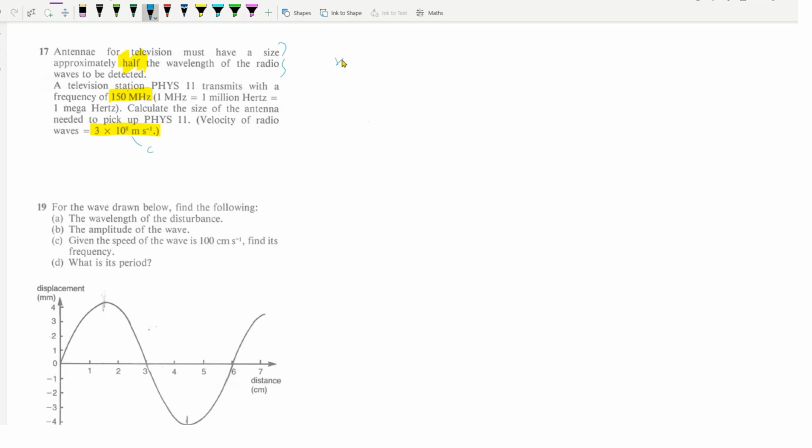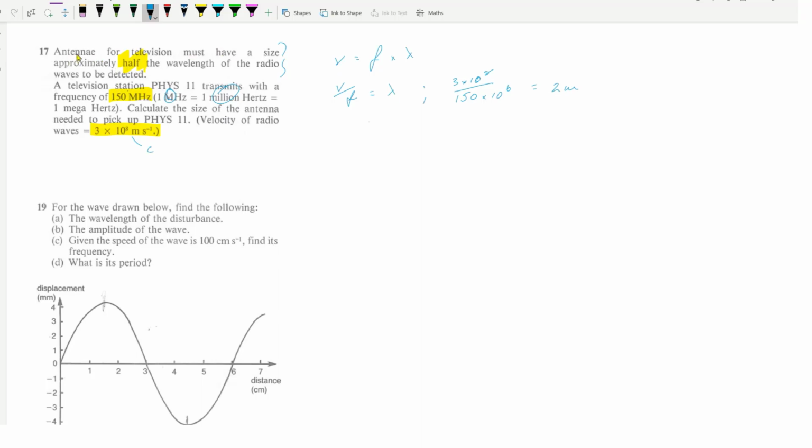Using the wave equation, velocity is equal to frequency times the wavelength. That's times by, so on the other side it's divide by. So velocity divided by frequency is equal to wavelength. Now I'm going to substitute my values here. So that's 3 times 10 to the power of 8 divided by the frequency, which is 150 times 10 to the power of 6, because megahertz is equal to a million, or 10 to the power of 6. So then that gives me a wavelength of 2 meters.